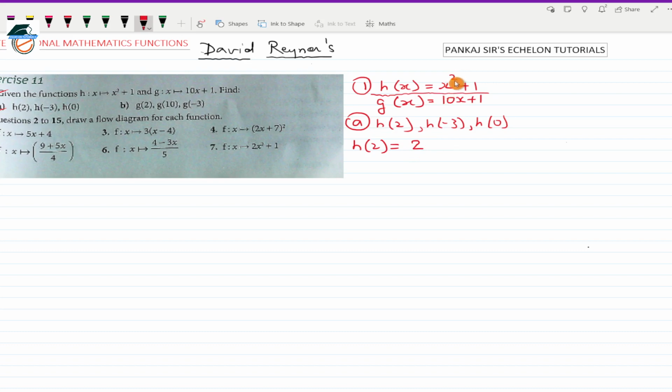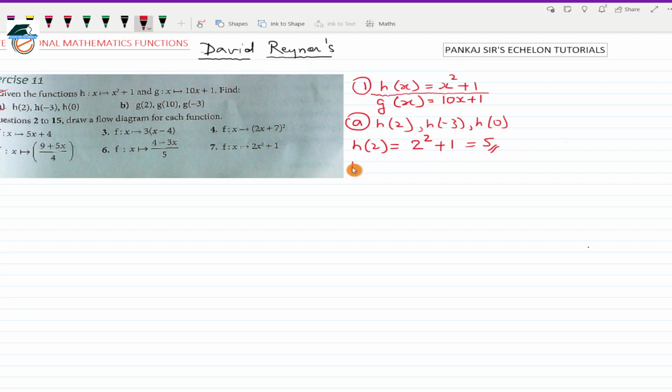In this place of x, I'll put 2. Can you see there is a 2 power to this x? So x has a power as 2, so here I'll put that power 2 as well. Then plus 1. I'll just simplify this. So this will be 4 plus 1, 5. So that's your answer. So h of 2 will be equal to 5.